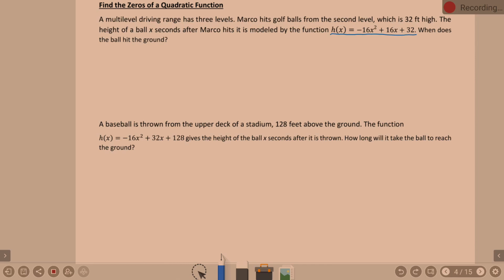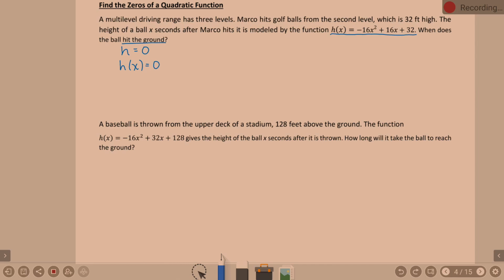When does the ball hit the ground? So think about this. What do you know when the ball hits the ground? Okay, it bounces, but what about the ground? The ground is a height of 0, yes? Now it might bounce back up or whatever, but they're just specifically asking for when does the ball hit the ground. And so that is when the height is 0. Or in other words, in this case, when h of x is 0.